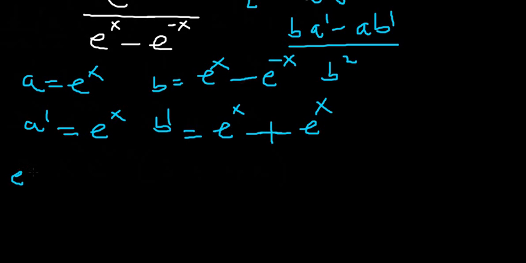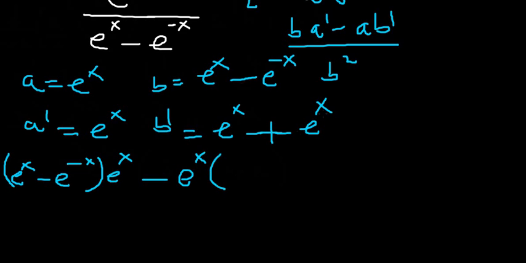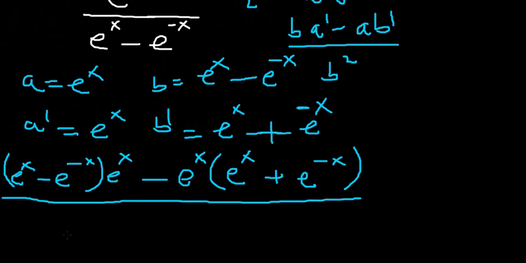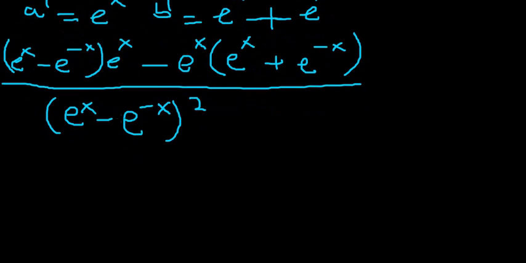So b is e raised to x minus e raised to negative x, and then a prime is supposed to be e raised to x minus a, which is supposed to be e raised to x, multiplied by b prime, which is supposed to be e to x plus e to negative x. Oh, I forgot to indicate a negative up here, so it's supposed to be negative x, sorry for that mistake. Then all over b squared, which is e raised to x minus e raised to negative x squared. So let's work out this.